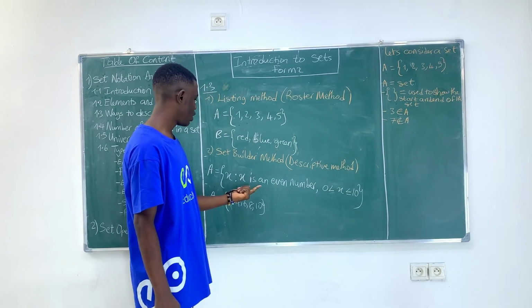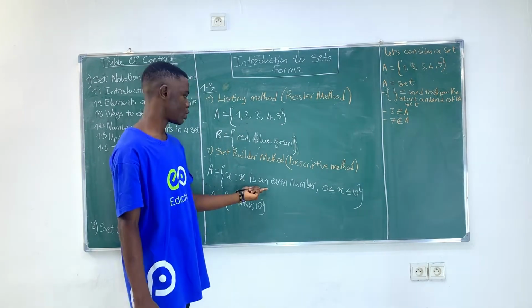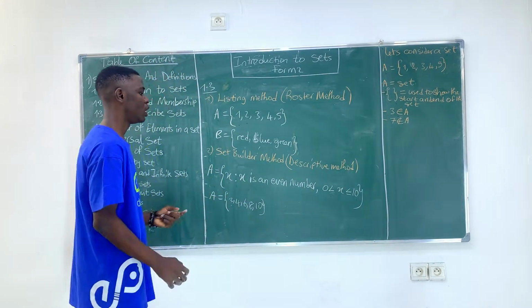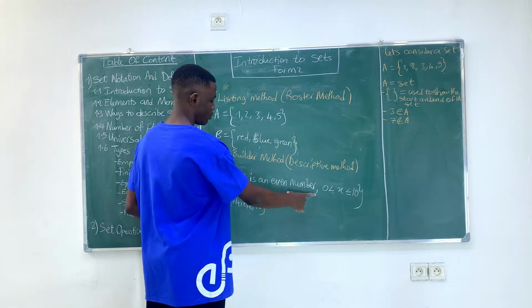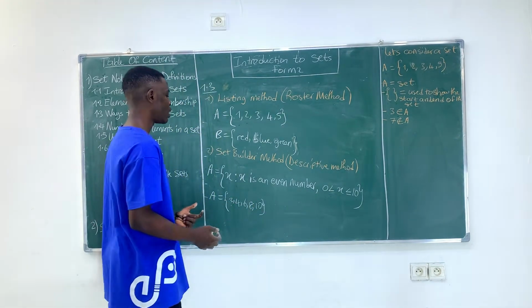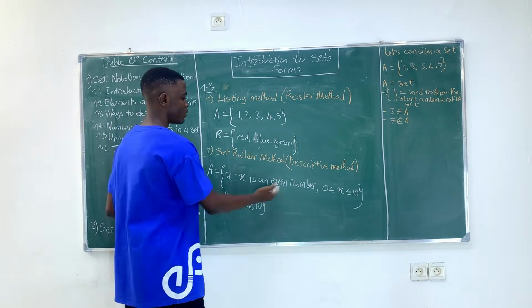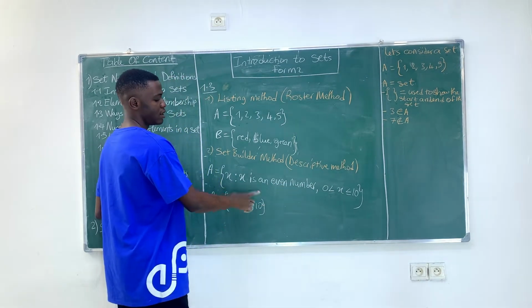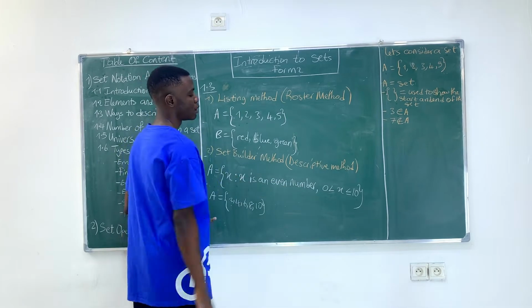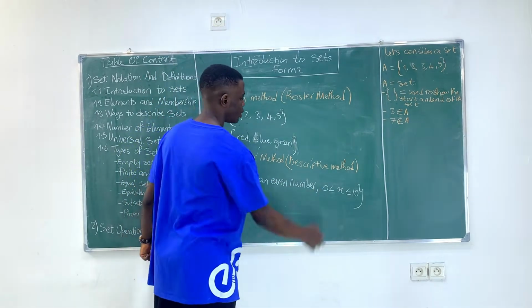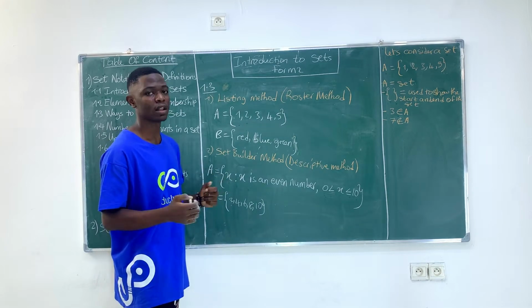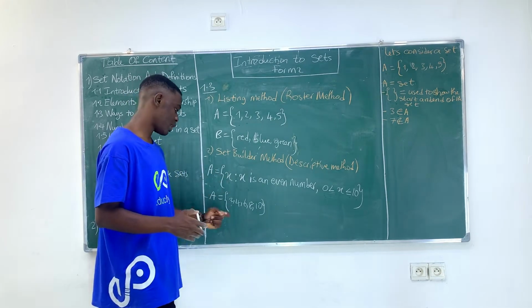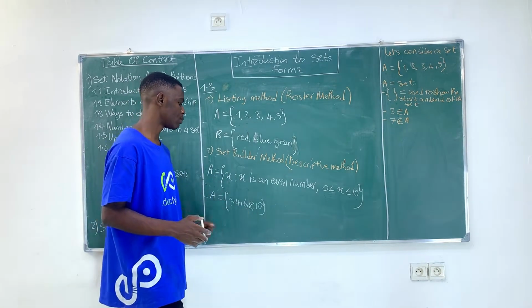This is another way of representing a set, which is called the set builder method. You see, you build your set yourself. This is just a description of the set. The set builder method is just giving you a description of the set. It's telling you x is an even number between 0 and 10. So you are the one now to think, what are the even numbers between 0 and 10? You write them: 2, 4, 6, 8, 10.